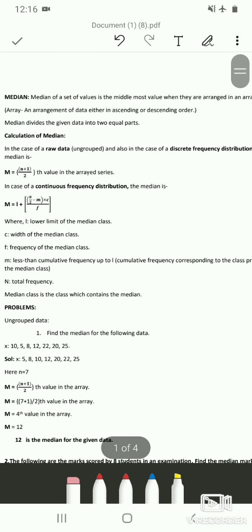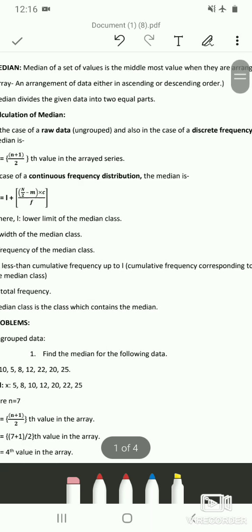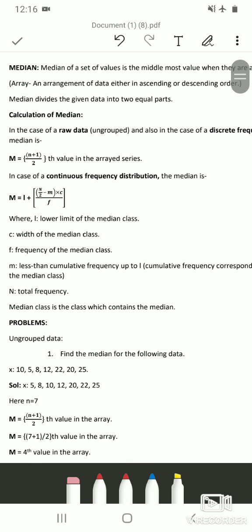Median of a set of values is the middlemost value when they are arranged in an array. An array is an arrangement of data either in ascending order or in descending order. So median is the middlemost value and it divides the given data into two equal parts. The median value is greater than half of the values and lesser than the remaining half, and median is denoted by capital M.